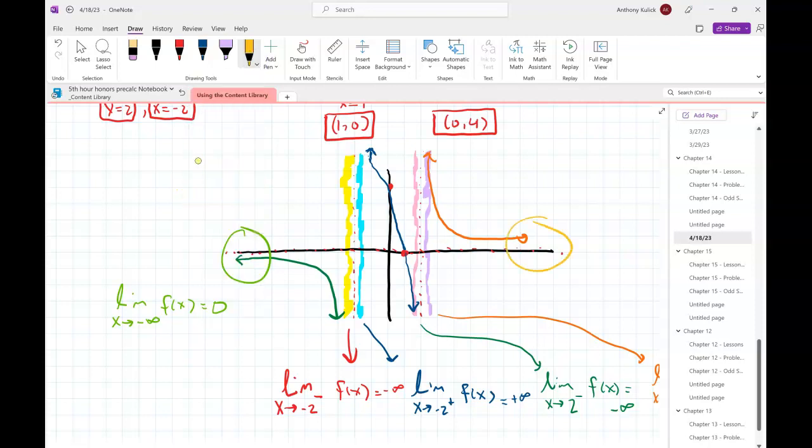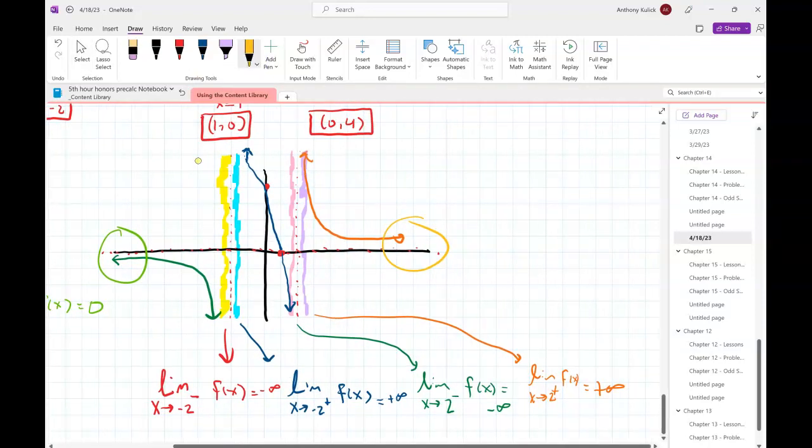And then over here on the other end, how would I write that limit? The limit as x approaches positive infinity of f of x. And what's that approaching? 0 again. Very good.